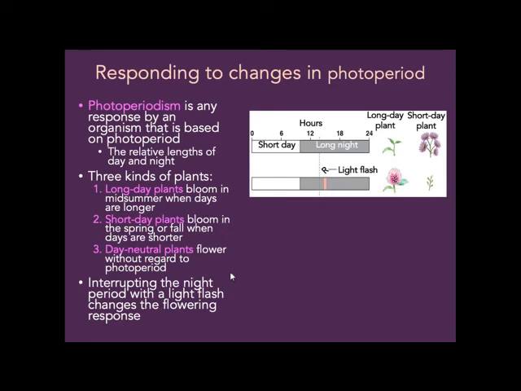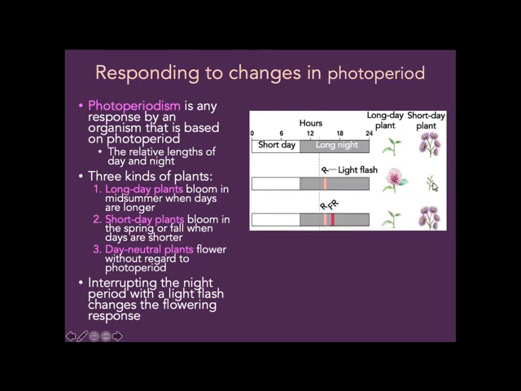So, short day plant. If you have a situation with a long night and a short day, the short day plant will make flowers, and the long day plant won't make flowers. Let's say you have a short day and then in the middle of the night you have a bright flash. The plant will somehow detect this whole period as having been daytime, and the long day plant will bloom, and the short day plant won't.